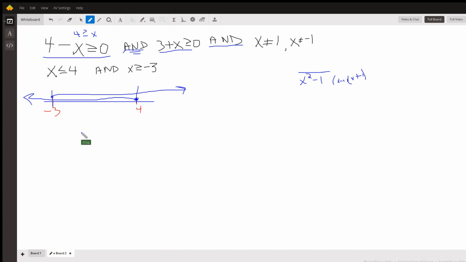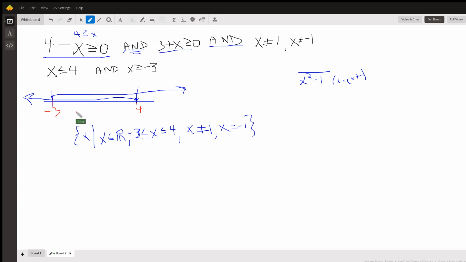So we could start, if we wanted to use set notation, with the domain of all numbers x such that x is an element of the real numbers. X is between -3 and 4 inclusive. We also have to add the stipulation that x does not equal 1, x does not equal -1. Now I have a feeling you're requested to do this with interval notation.